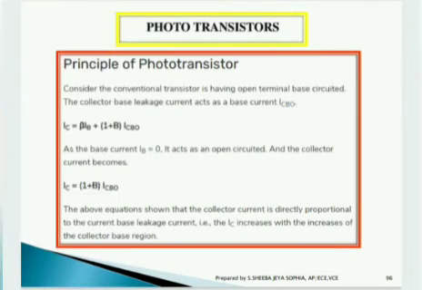Moving to the principle of phototransistors, consider a conventional transistor with the base terminal open circuited. The collector base leakage current acts as the base current, ICBO, where IC is equal to beta times IB plus 1, times 1 plus beta times ICBO. As the base current IB is equal to 0, it acts as an open circuit and the collector current becomes IC equal to 1 plus beta times ICBO. From this equation we can say that the collector current is directly proportional to the base leakage current, that is, IC increases with the increase of the collector base leakage current.